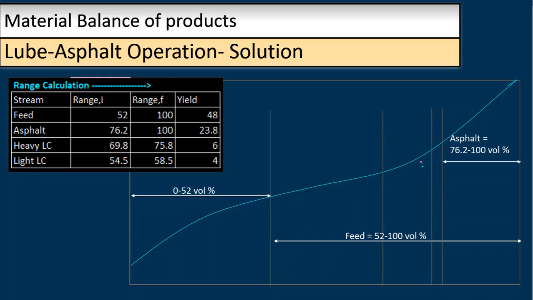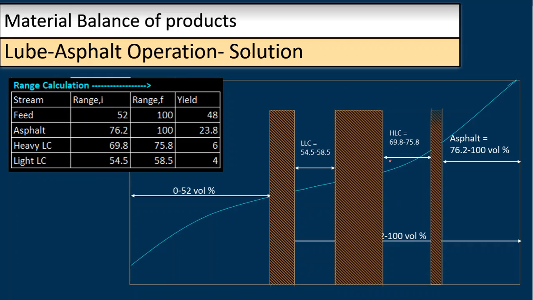In the distillate, there is one part that is the heavy lube cut, 69.8 to 75.8. Then there is a very small fraction, 75.8 to 76.2, that is missing here. Similarly, the light lube cut is also given here. So these three portions of the vacuum feed are missing. These three are known as the gas oils. The first one is the light vacuum gas oil, the second is the medium vacuum gas oil, and this is the heavy vacuum gas oil.